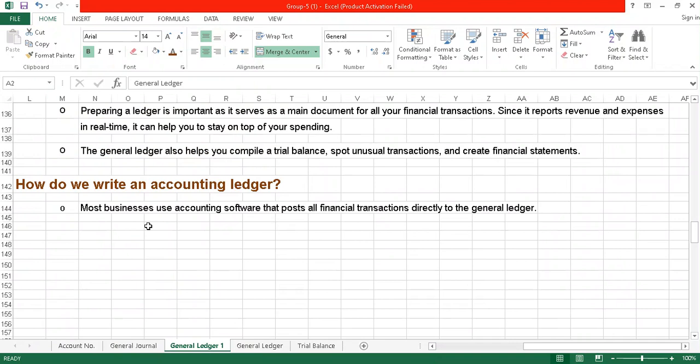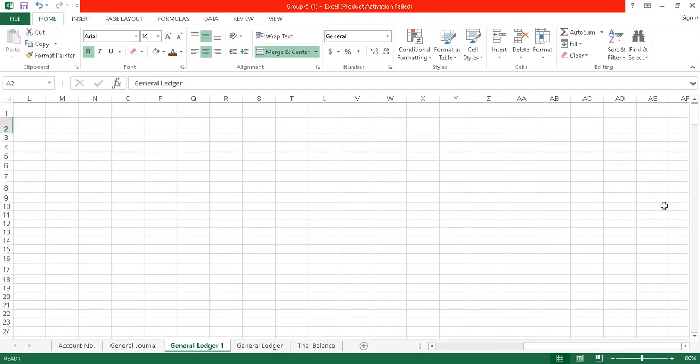In the double entry system, each financial transaction affects at least two different ledger accounts. Each entry is recorded in two columns, with debit postings on the left and credit entries on the right of the ledger. The total of all debit and credit entries must balance. So here's how to create a ledger here in Excel.